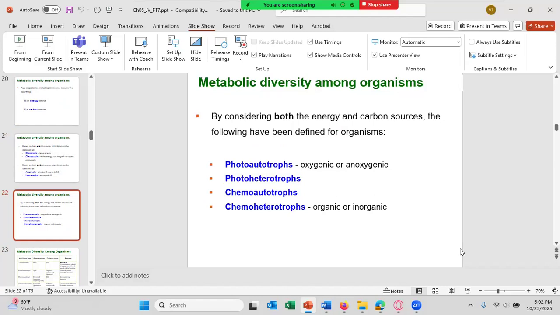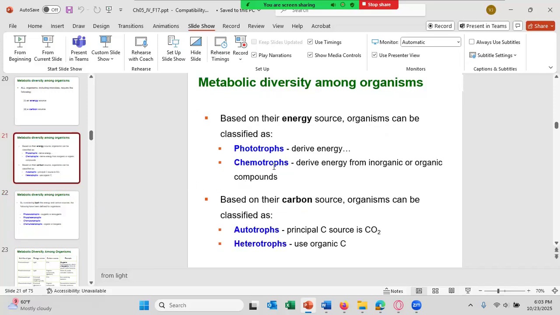So when talking about metabolic diversity among organisms, you can combine both the energy source and the carbon source. And then you get organisms classified as photoautotrophs, photoheterotrophs, chemoautotrophs, and chemoheterotrophs. And if you ever get confused on these, just break it down. A photoautotroph is a phototroph, so they derive their energy from light. And it's an autotroph, so it gets its carbon from CO2.